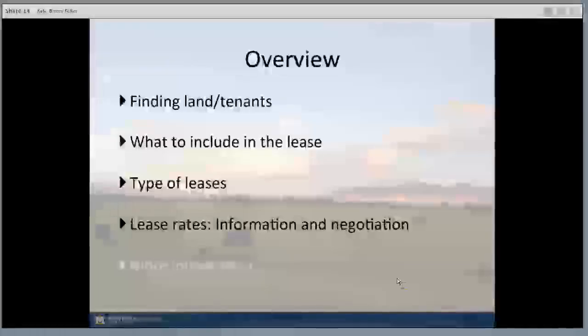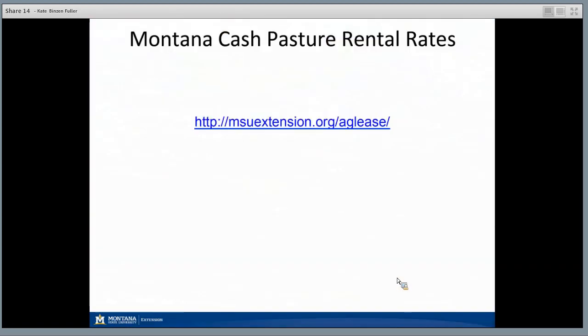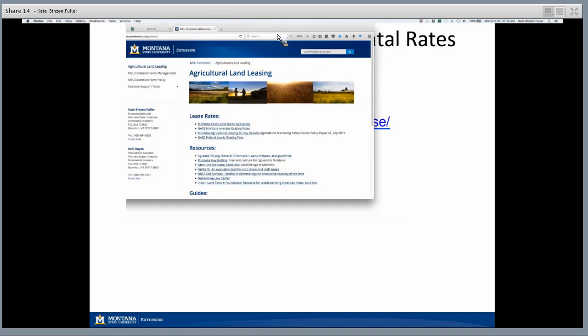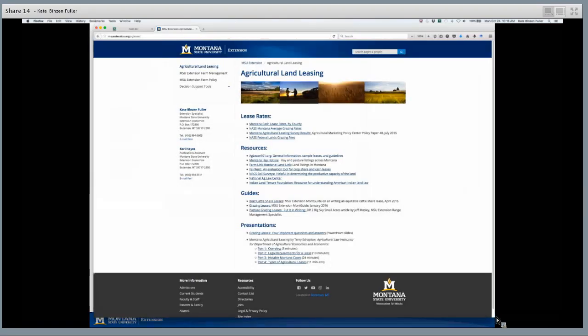All right, so that goes over a couple different types of leases. And next I'm going to talk about lease rates, so where you can go for information and tools that you can use in the negotiation process. I mentioned this before, but this is our MSU Extension Ag Leasing website, and it's a great source for a variety of different information, as well as resources, so links to other sites that are useful.